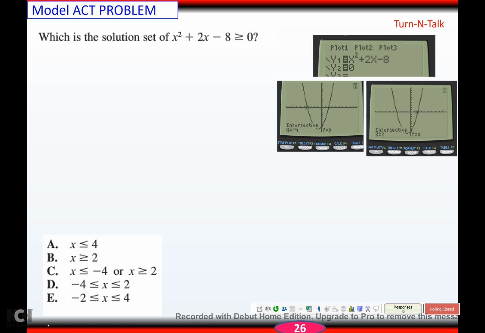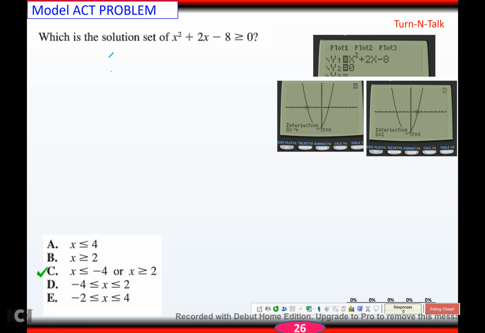Okay? Alright, try this one. Hit pause. Well, I guess you can look at it, it ain't gonna hurt. Hit pause, come back when you're ready. And hopefully you got C.